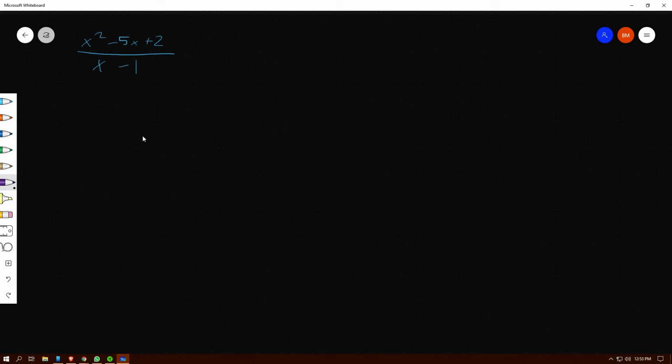Now for the third example, again, we're going to start the same process. I'm going to go ahead and set up my synthetic division. Now I'm not going to write out x minus 1. I know that I need the opposite, so I have x minus 1. I know it's going to be a positive 1. Mess around with colors here.